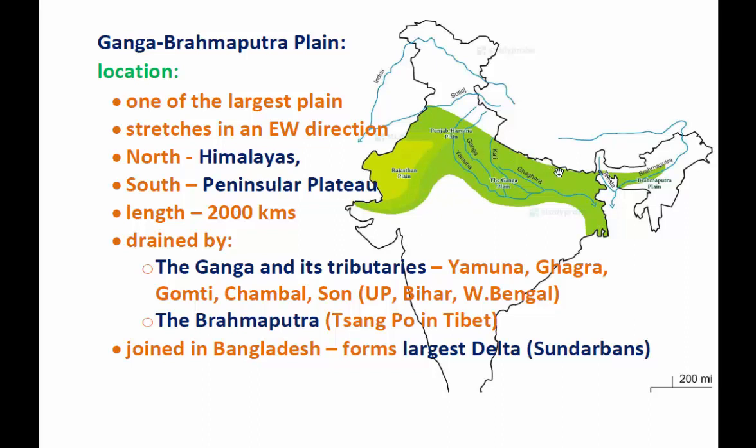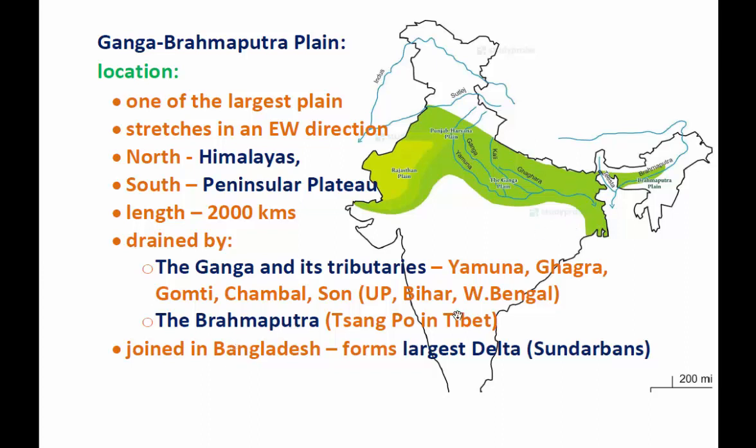In the map of India, all the portion shaded in green color is of these Ganga and Brahmaputra plains. It's about 2000 kilometers, and the plain is drained by the Ganga and its tributaries, and by the Brahmaputra on the other hand. Some of the tributaries are Yamuna, Ghagra, Gomti, Chambal, Sone. The Ganga basin also covers three states: Uttar Pradesh, Bihar and West Bengal.